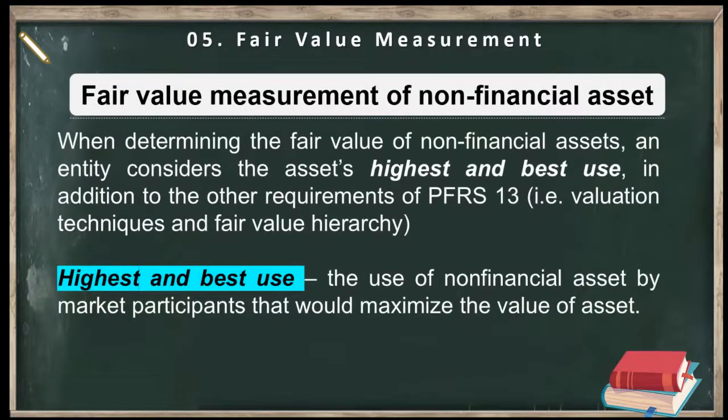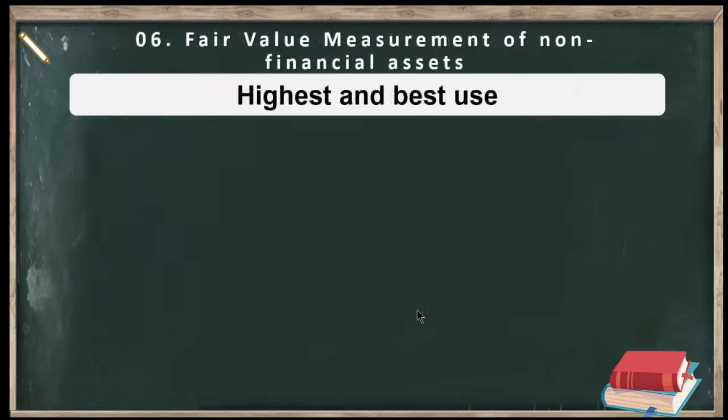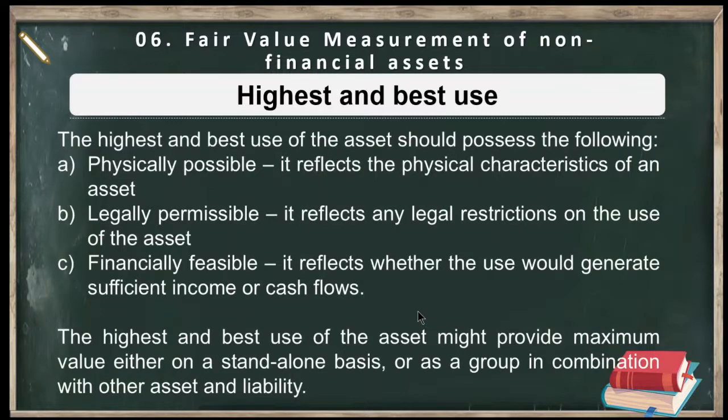Then how about for non-financial assets? So when determining the fair value of non-financial assets, an entity considers the asset's highest and best use in addition to the other requirements of PFRS 13. Then what is this highest and best use? This is the use of the non-financial asset by market participants that would maximize the value of an asset. So the highest and best use of the non-financial asset should possess the following.